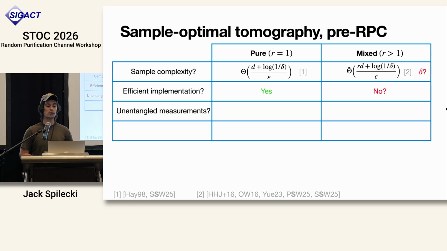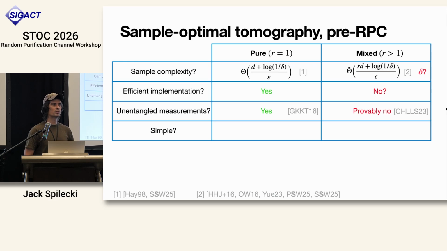We can also ask, can we get away with doing sample optimal tomography while only using a simpler kind of measurement, the unentangled measurement? For pure state tomography, again, the answer is yes. And for mixed state tomography, the answer is that provably you cannot do this. So you must use entangled measurements in order to do sample optimal mixed state tomography.